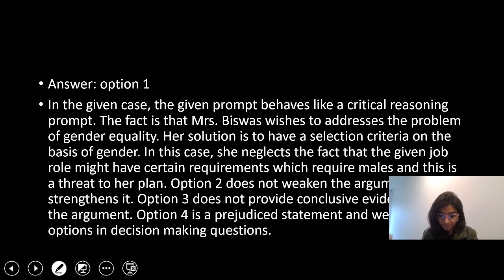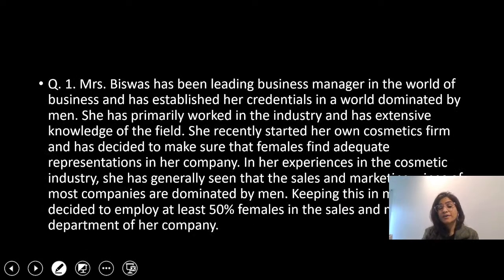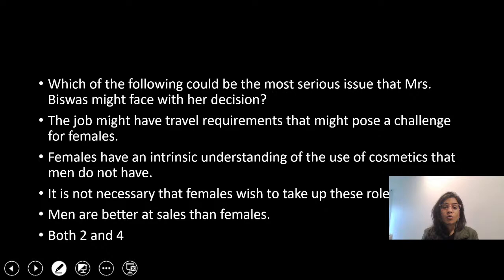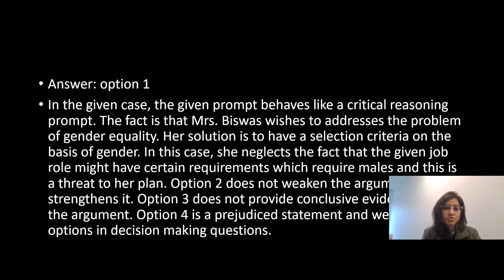All right. So I hope everybody's done reading. It says in the given case also, we can see that prompt gives us a critical reasoning option here. Right? It's more like we have to think from Mrs. Biswas's point of view that why is she going for more of females as compared to males, and what could have been one of the challenges she might have faced with keeping more of females, in certain scenario. So definitely option number 1 is a better choice.